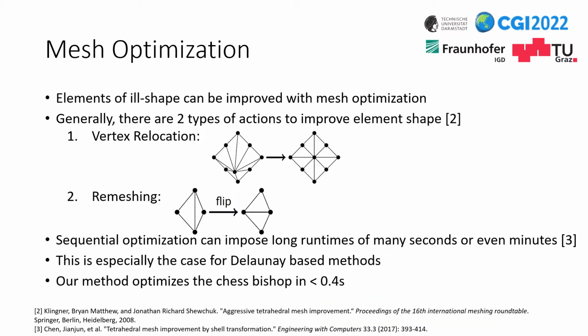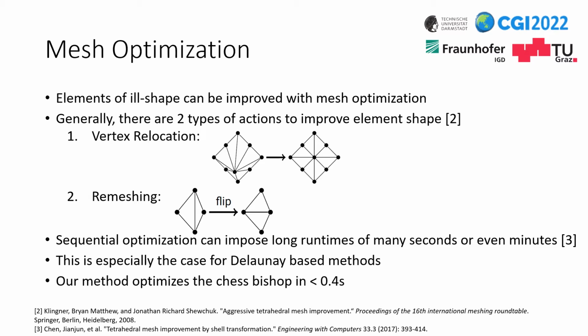So after mesh generation, we apply an optimization step to improve element shape. In general, there are two types of operations to improve element shape. The first is vertex relocation, where we leave the connectivity as it is, but we shift vertex positions such that element shape improves. The other is remeshing, where we only change the connectivity of the mesh to obtain better elements.